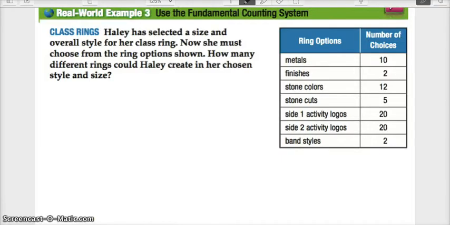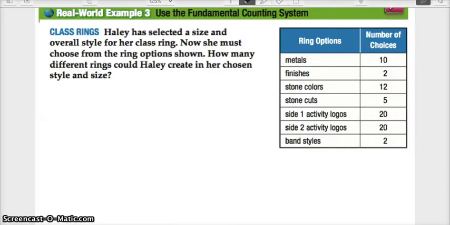We're going to use the fundamental counting principle here in example 3. Class rings. Haley has selected a size and overall style for her class ring. Now she must choose from the ring options shown. How many different rings could Haley create in her chosen style and size?